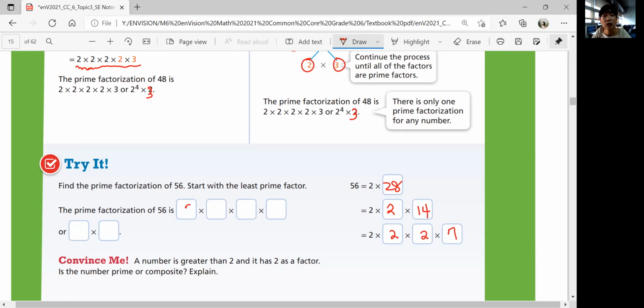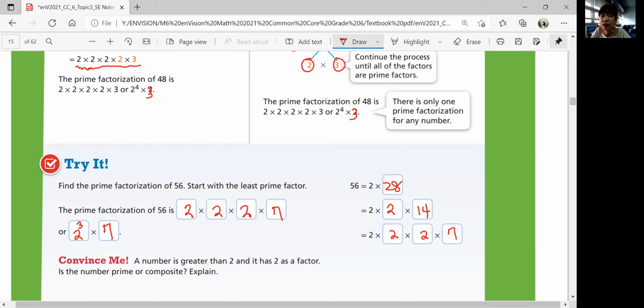How many 2's are you multiplying? 1, 2, 3, and 1, 7. So write this in a power. 2 to the 3rd power times 7. If you have different numbers, you cannot combine them in the powers. You have to separate them because they're different. They're just different bases, right?